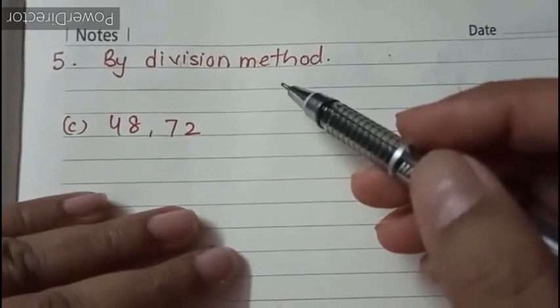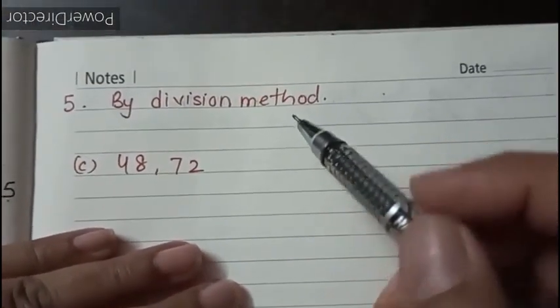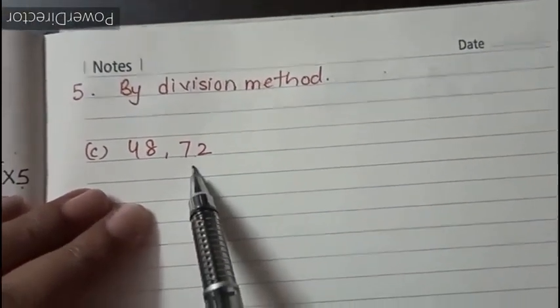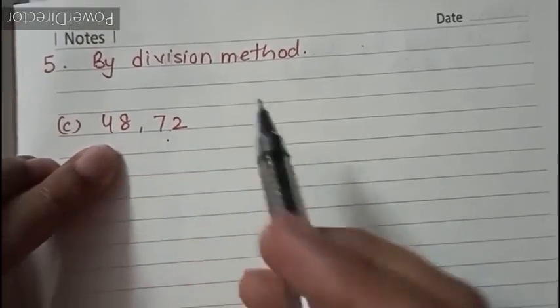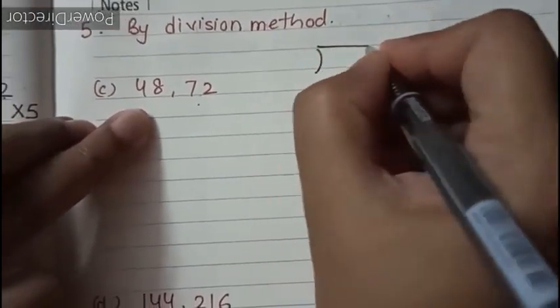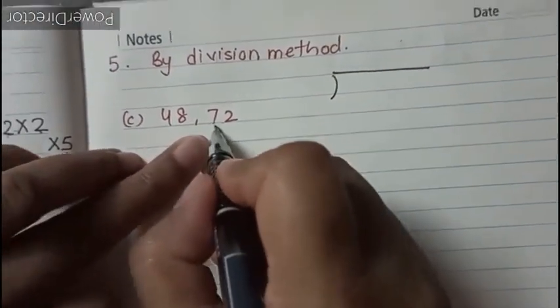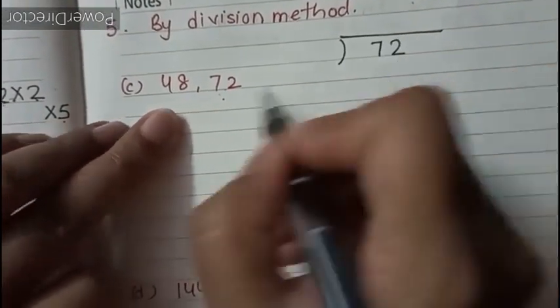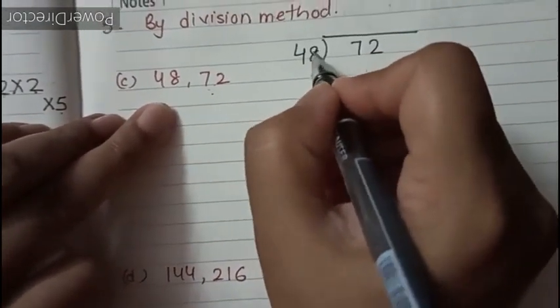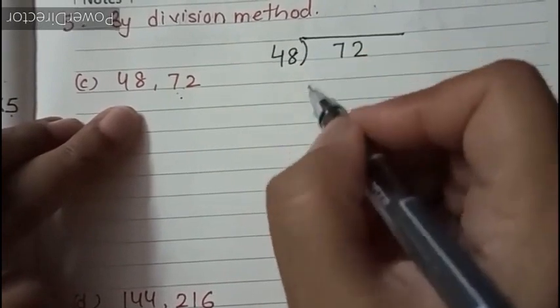The next method, children, that we'll be discussing is the best method, which we use till senior level, that is the division method. Some books call this the long division method also. So here we have two numbers. We have to keep the smaller as we usually divide. We will keep the larger number inside, smaller number outside, and we will divide it.